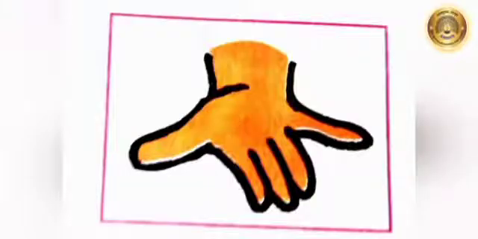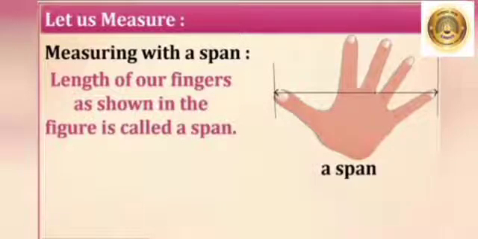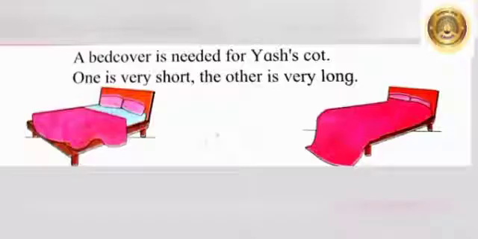First, we will see how to measure with a span. Now, do you know children what is span? The length of our fingers as shown in the figure is called a span. So, from our thumb to the little finger, the distance between the two lines is called a span. So, let us see how we can measure with a span.